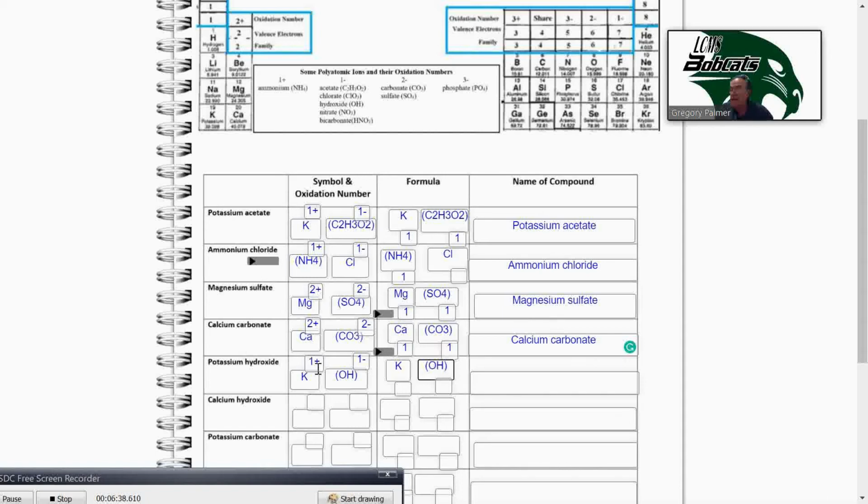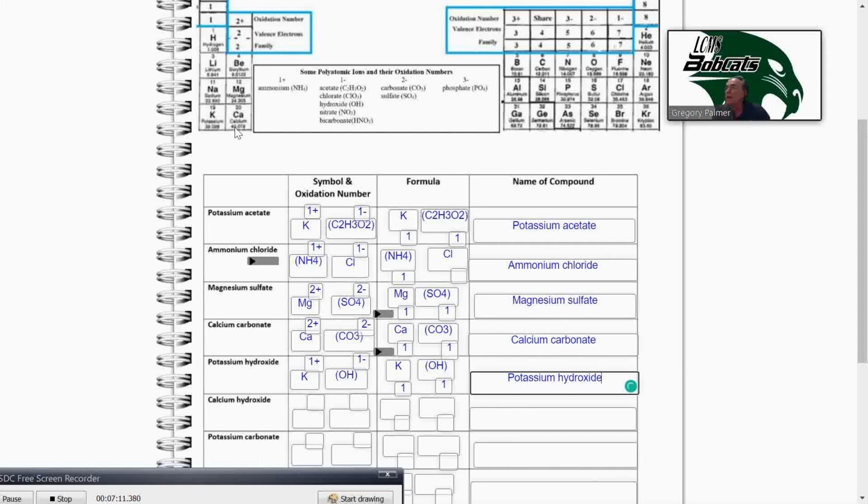We don't change that. And we're going to take this 1 and put it down and across. Remember, we're just crisscrossing these numbers. Okay. And then the name of this stuff, in this case, it's not like the ones with elements. Its name doesn't change. It's potassium hydroxide.